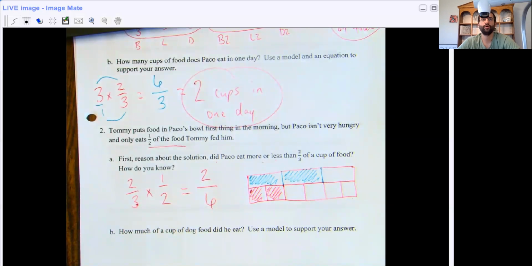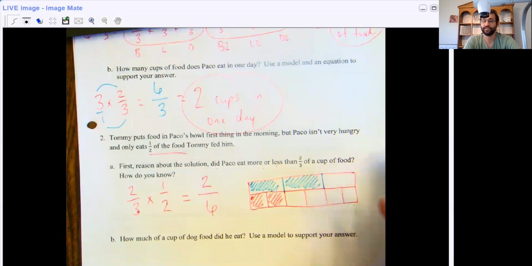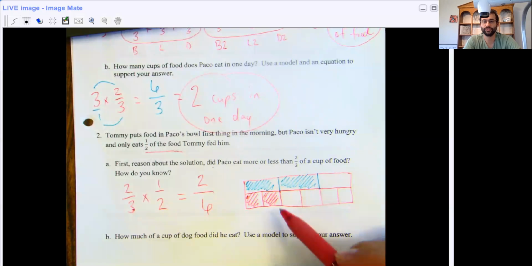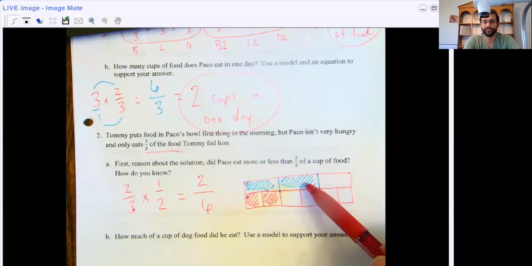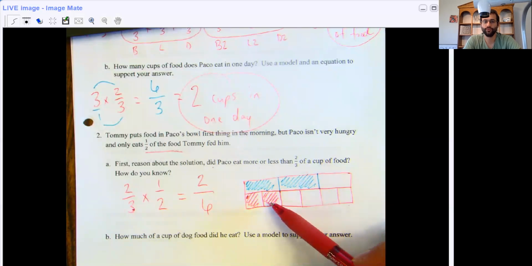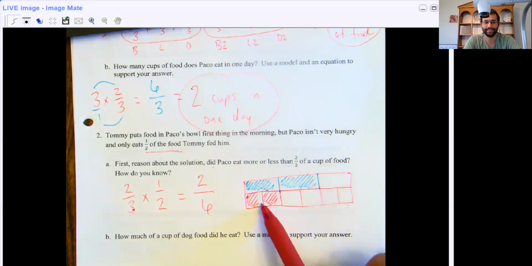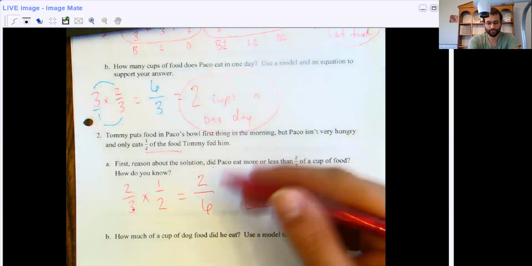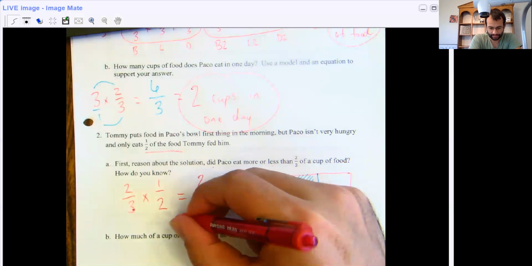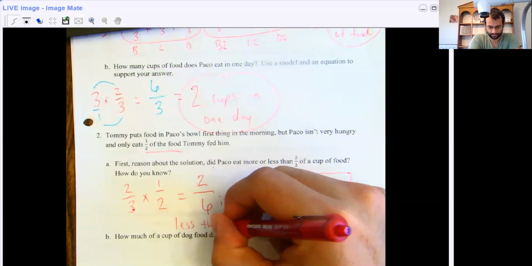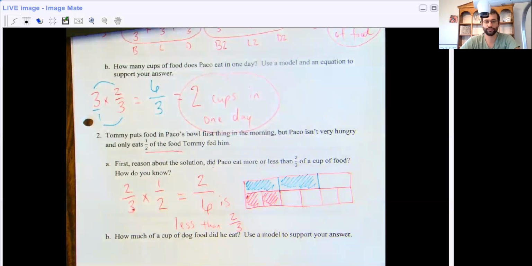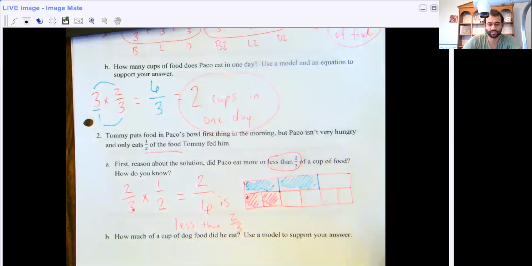So what can you tell? What do you notice about 2/3 and 2/6? Now, some of you might have already known this before we even did this chart to show, but 2/3 is greater than 2/6. So did he eat more or less than 2/3? He ate less. Look at this red right here. This is less than 2/3. So 2/6 is less than 2/3. That's what my question's asking me, did he eat more or less? And I can circle here less than 2/3. That's how much that he ate.